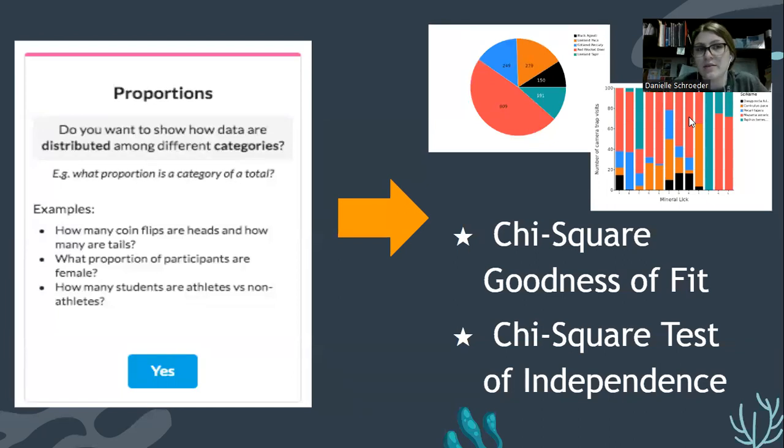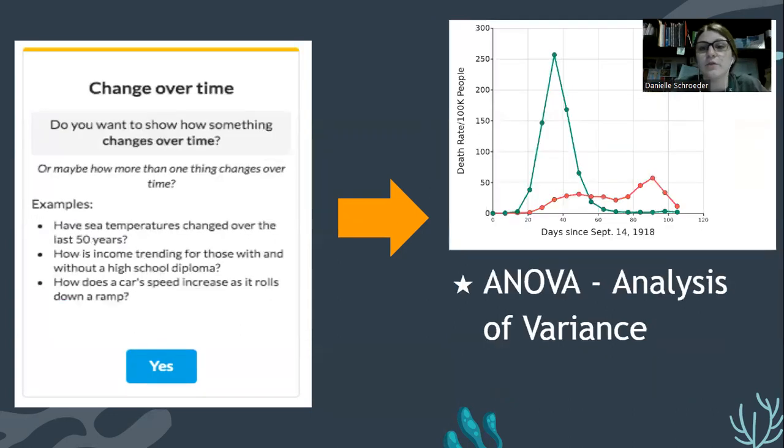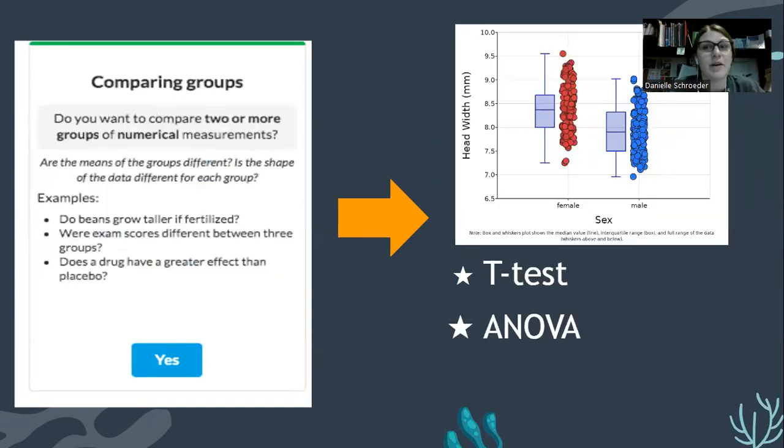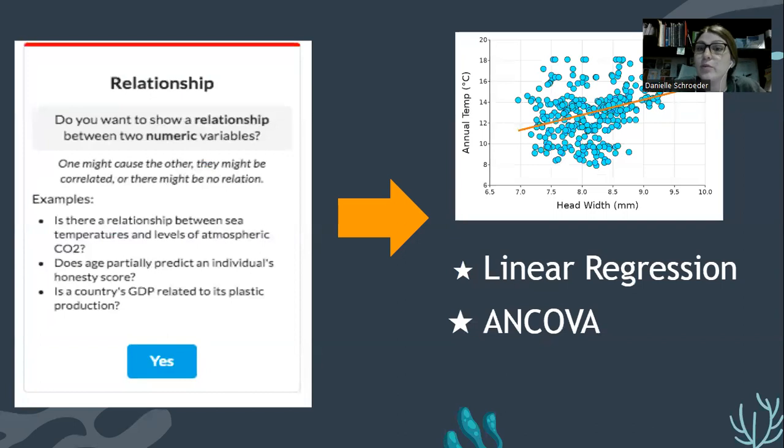Each of these questions inspires a different type of inferential test. No expectation that you would know what these tests are, but this is what you can bring to your statistics advisor and say, I think this is my kind of data, and I think this is the test that goes with it, okay? So we've got, for the proportions, we suggest these tests. For change over time, we suggest a test called an ANOVA. For variability, we suggest a test of normality. For comparing groups, hey, that's us. We recommend something called a t-test or potentially an ANOVA. If you're looking for a relationship, we look at a linear regression or an ANCOVA.